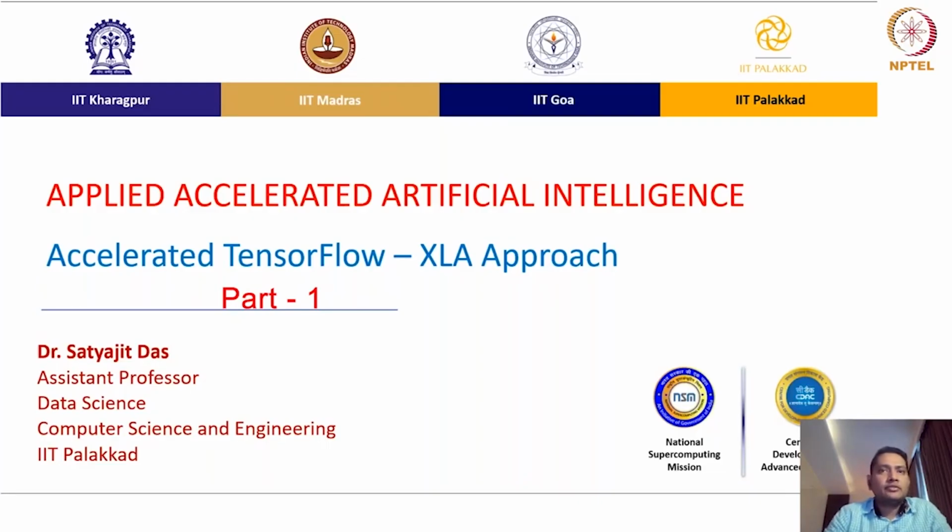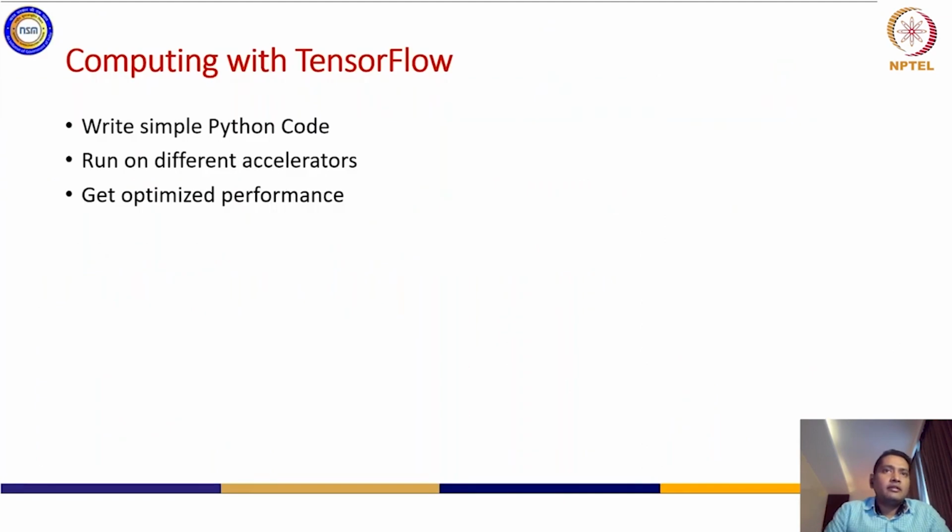Good evening, everybody. So today we will start with the XLA approach. Previously we have seen in TensorFlow, of course, it's quite vast, and in terms of flexibility, control, and different types of approaches that we have seen. You have seen some distribution strategies, pipeline strategies, and so on. So the basic flow is write simple Python code, run on different accelerators depending on different targets that you may have, and you get optimized performance with different approaches, right?